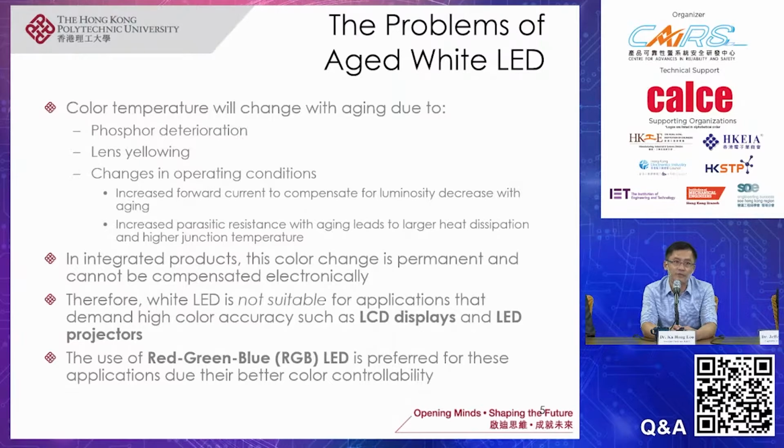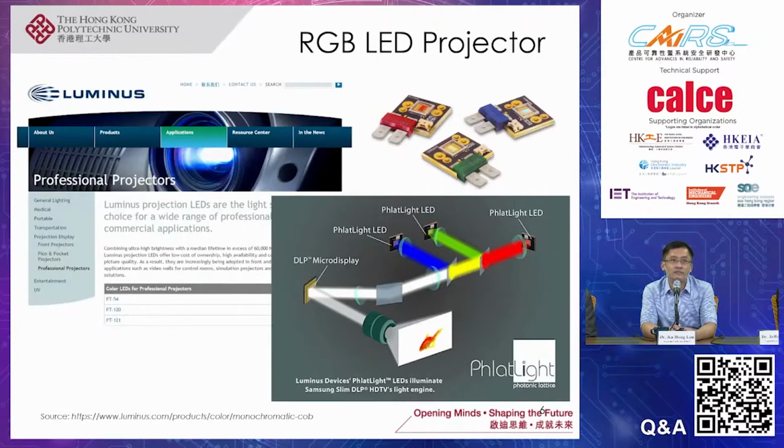So basically, an RGB LED lighting system is more appropriate for applications that demand high color accuracy, such as high-end LCD displays or LED projectors. Here I'd like to show one example of an RGB LED projector based on the use of three primary color LEDs. In front of you, you can see an LED projector based on DLP technology, where DLP stands for digital light processing. This is one of the very commonly used technologies for LED projectors.